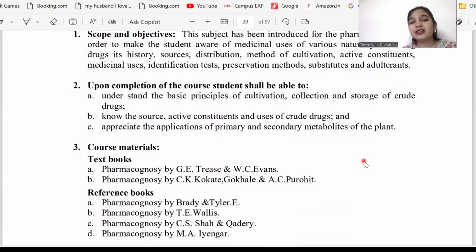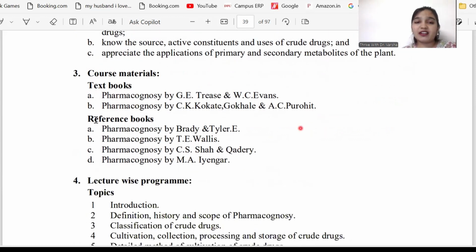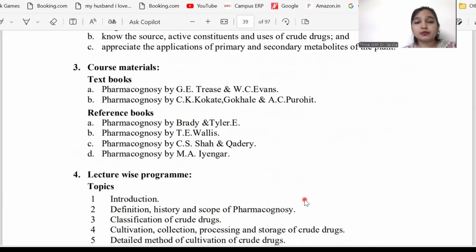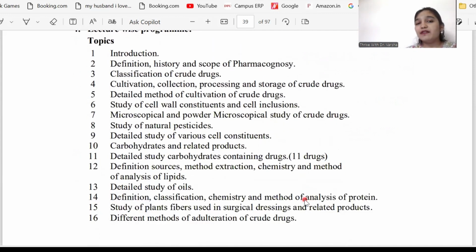And once you have completed this subject, you should be able to understand the basic principles of cultivation, collection, and storage of crude drugs, know the source, active constituents and uses of crude drugs, and appreciate the application of primary and secondary metabolites of plants. A textbook you can refer to is Pharmacognosy by C.K. Kokate, Gokhale and A.C. Purohit, and in reference books, whatever your professor is guiding you to. Then we will now see the topics that are included.